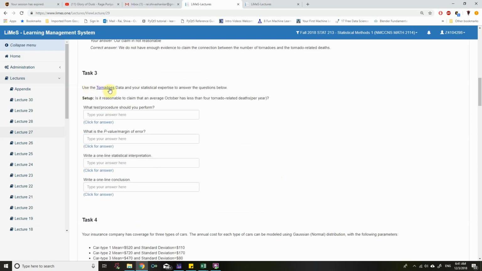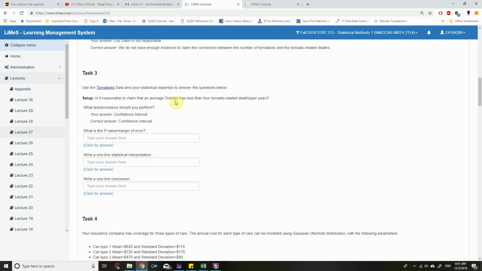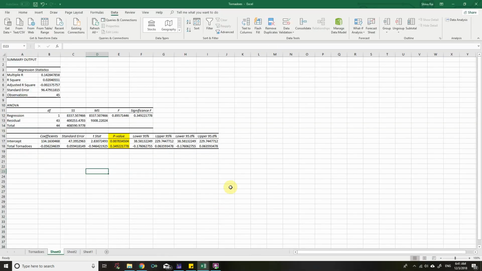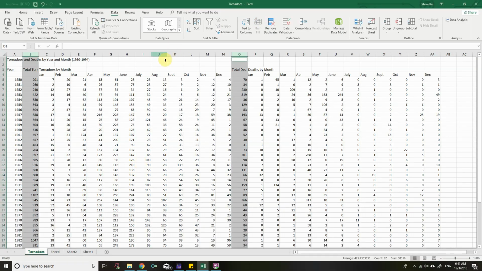So task 3, use tornadoes data and your statistical expertise to answer the question below. Is it reasonable to claim that an average October has less than 4 tornado related deaths per year? We need to compare the average death in October with a fixed number 4. Okay, so that means we need to go for confidence interval. So let's go to October death. Death in October is this column Y, Control C.